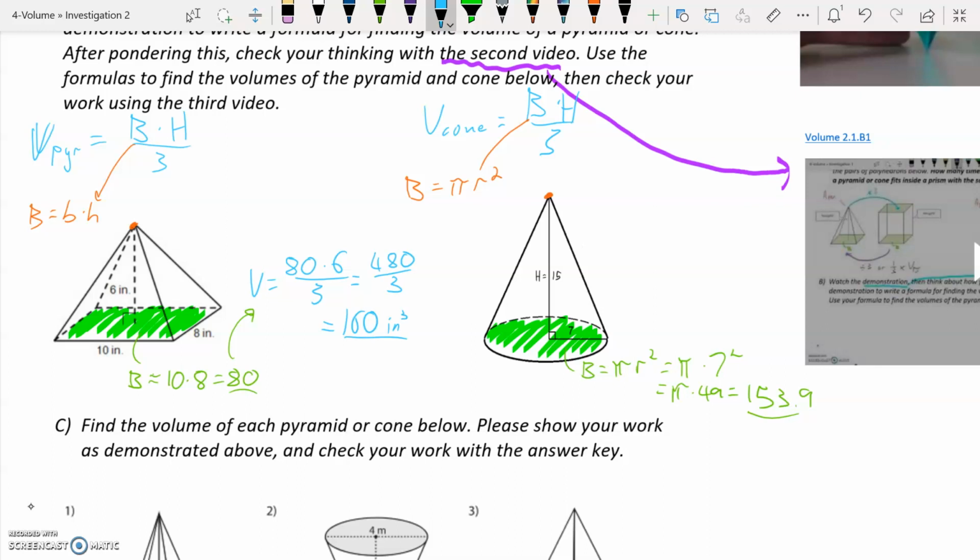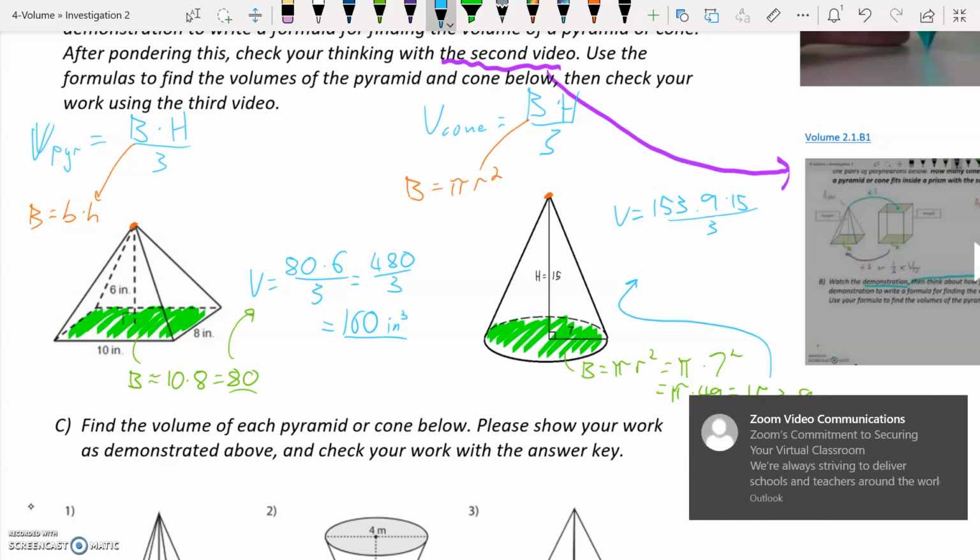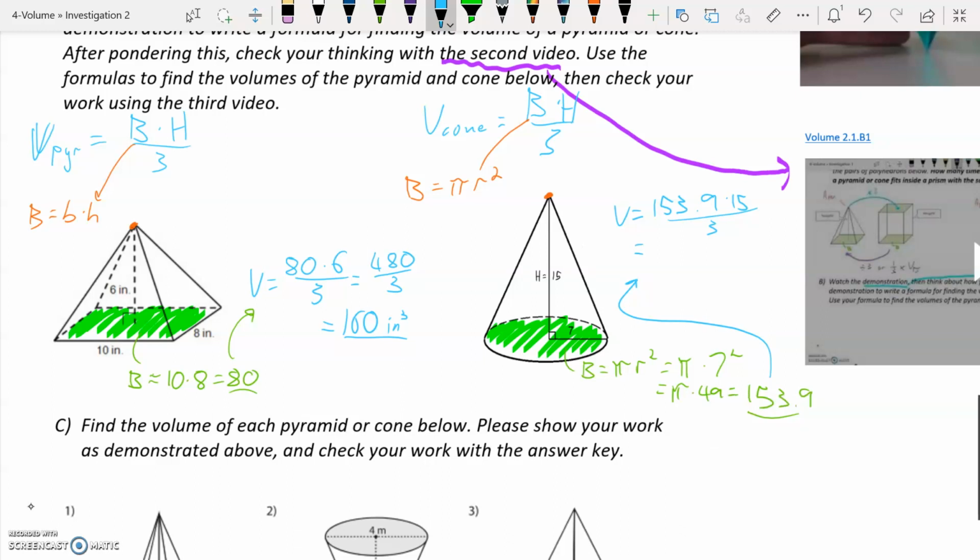Okay, and for our cone, same idea. So we're going to use that base area now to find the volume of the cone. So volume is going to be 153.9 times 15 divided by 3. So 153.9 times 15 is 2309.1. So that would be the volume of a cylinder with the same base area and height. But the cone is 1/3 that volume, so we're going to divide that by 3.